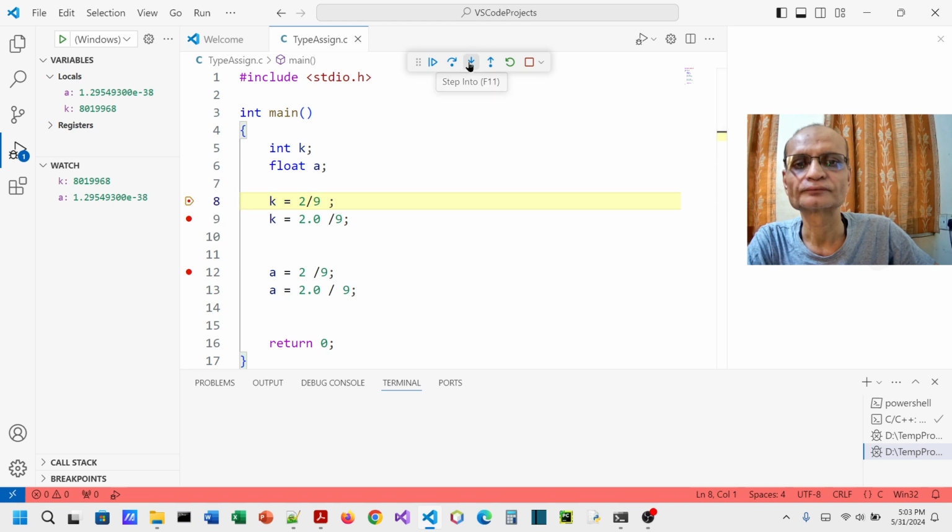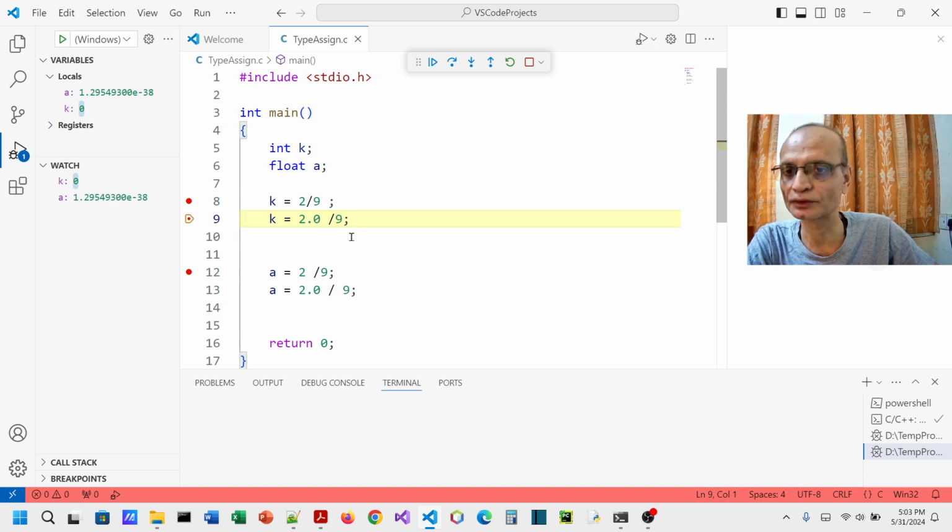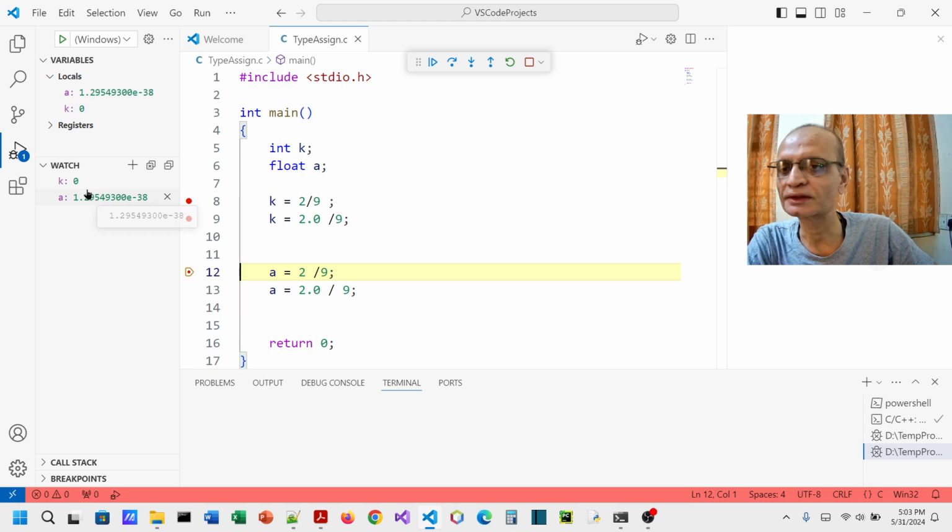Okay, so here you will see k = 2/9, the answer, that is what I told you, the answer will be 0. Then if I have k = 2.0/9, so let's execute it. So here you will see the answer is 0.